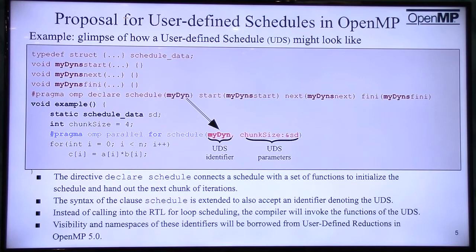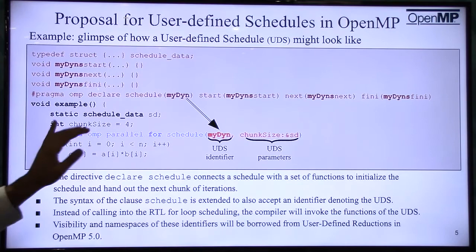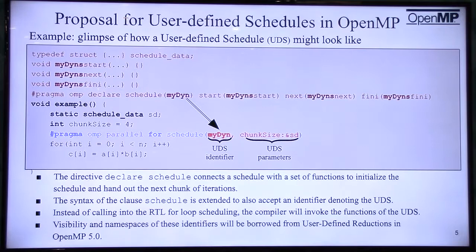So this is how a user-defined schedule would look. You just declare a new schedule, you attach it with some functions, and then you use the schedule. You can see more in ticket number 678 in the OpenMP tracking system. We expect this to be probably in OpenMP 6.0.